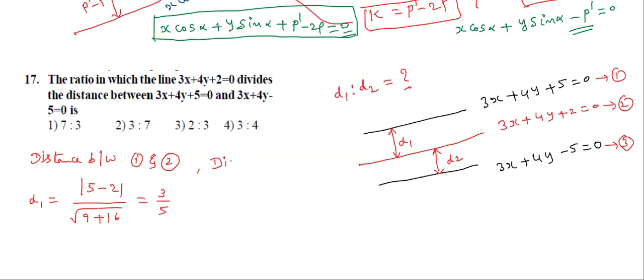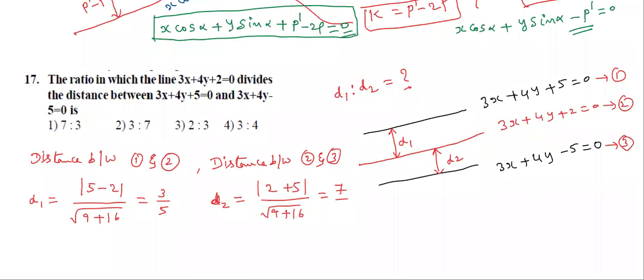Next, distance between 2 and 3. So the distance I am taken d2 is equal to, apply the same formula, 2 minus of minus plus 5 divided by under root 9 plus 16. Overall, how much, students? 7 by 5. But they are asking the ratio of the distances. That means d1 is to d2.